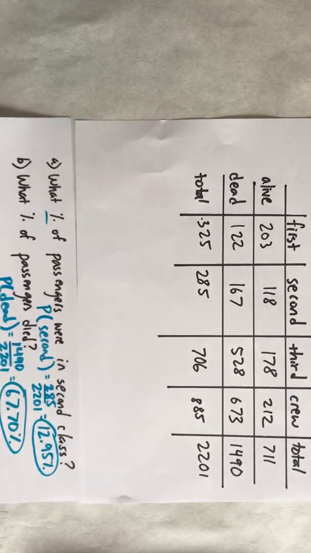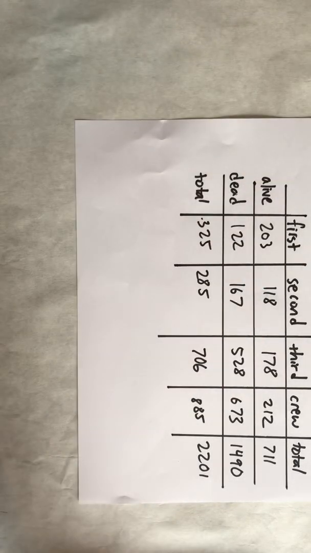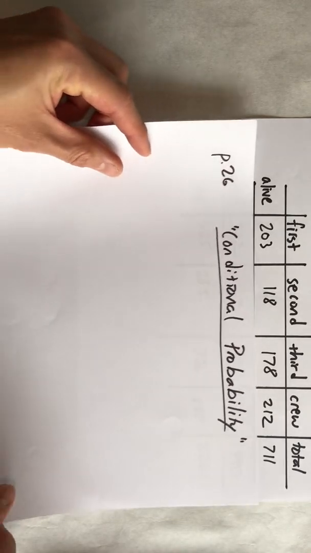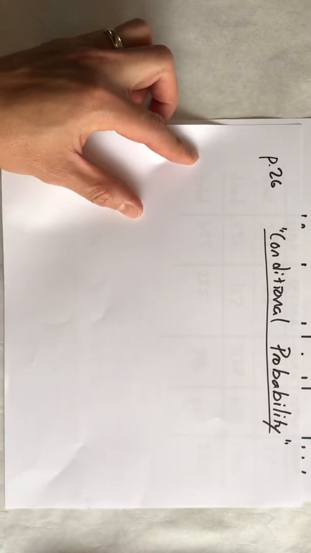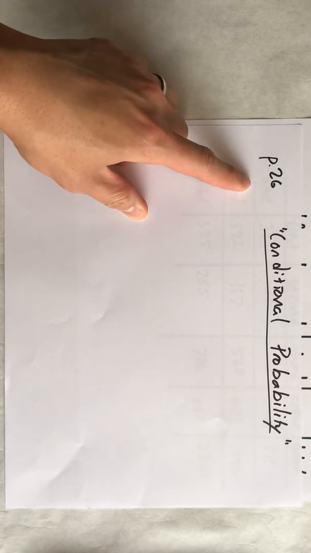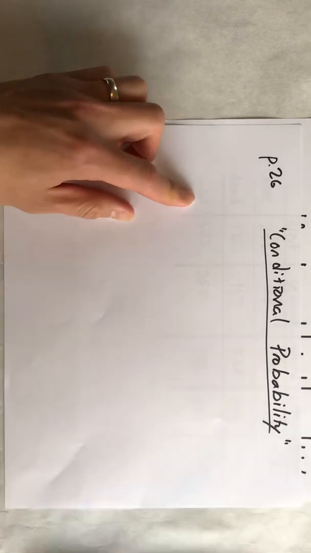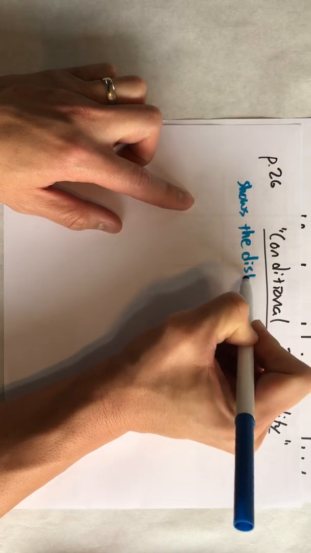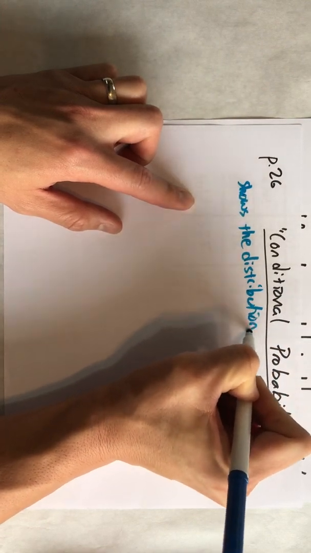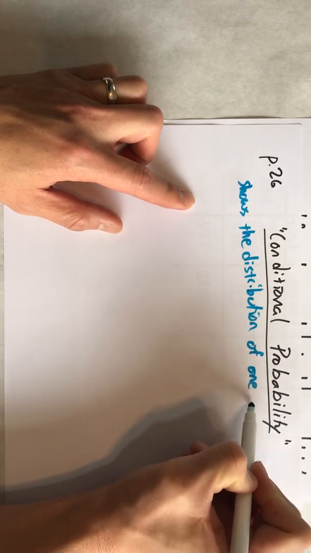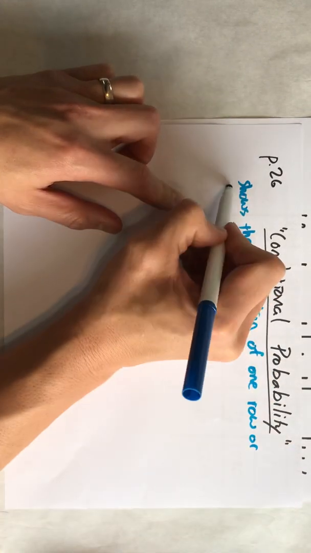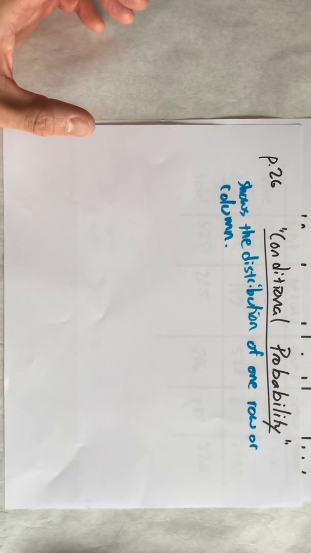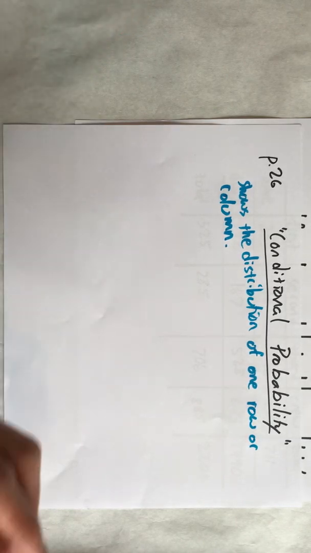Okay. So let's examine that. So we're going to have our first introduction into what we call conditional probability. Let's talk about this for a moment. So it's on page 26. On page 27, they describe it. It shows the distribution of one row or column. Okay, so we're looking specifically at just one row or column.